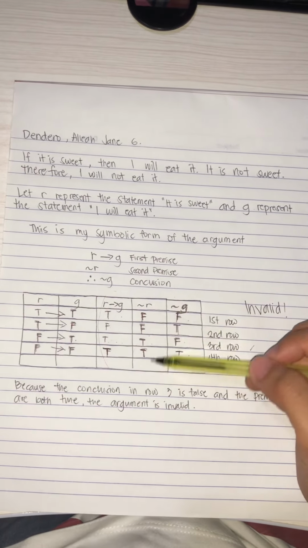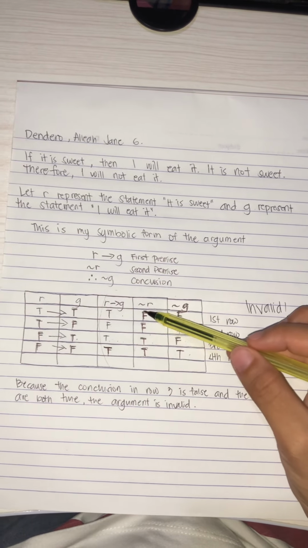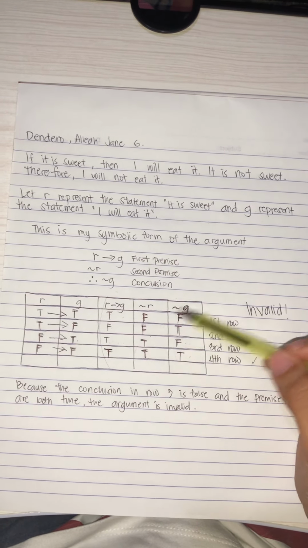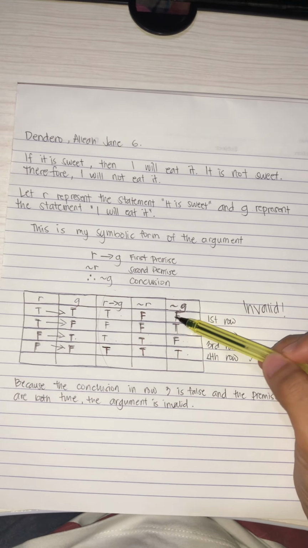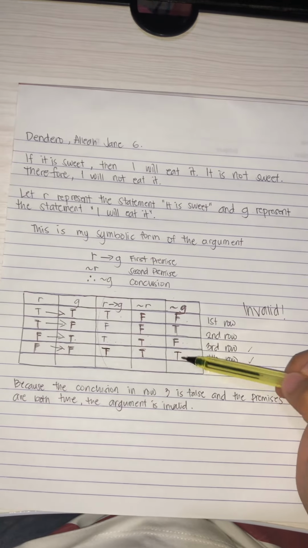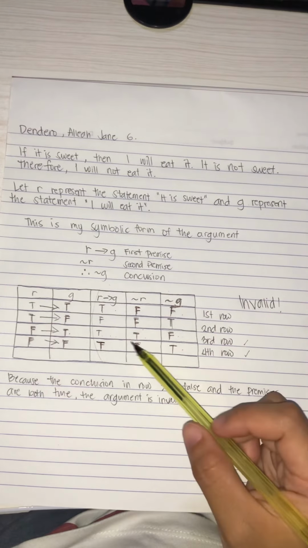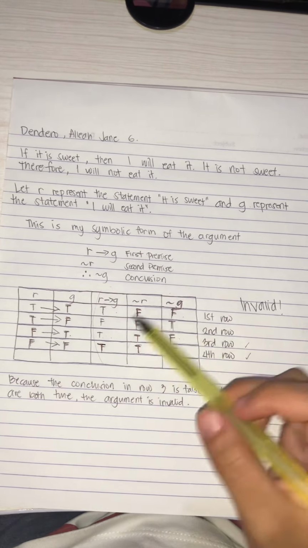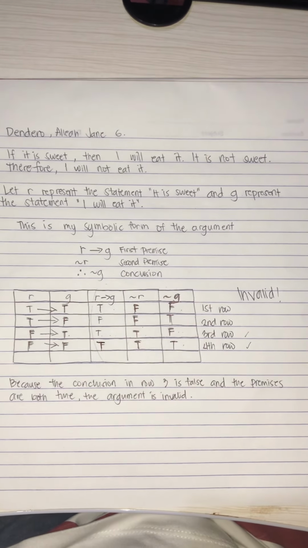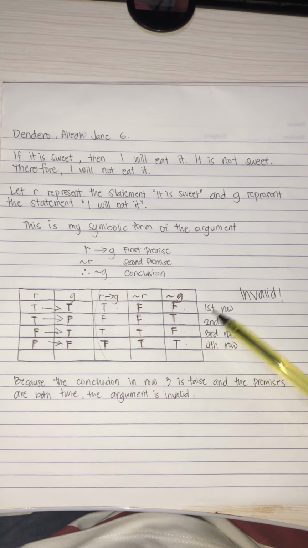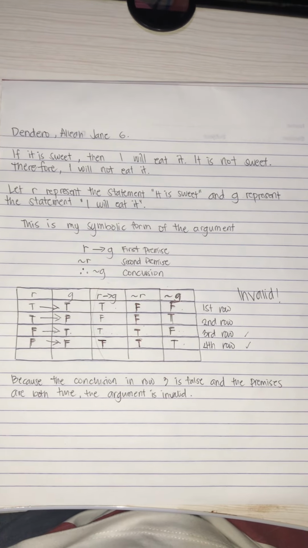Here is my second premise truth table, which is negation of R. False, false, true, true. And lastly, this is my conclusion, negation of G. False, false, false, true, false, true. In the third row, I noticed that my conclusion is false and my premises are both true. So, because the conclusion in row 3 is false and the premises are both true, my argument is invalid.